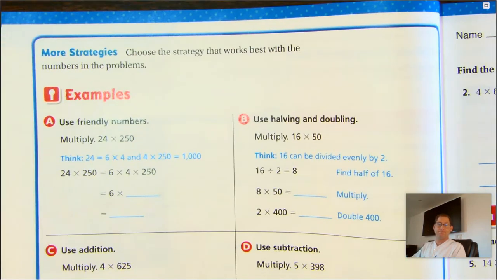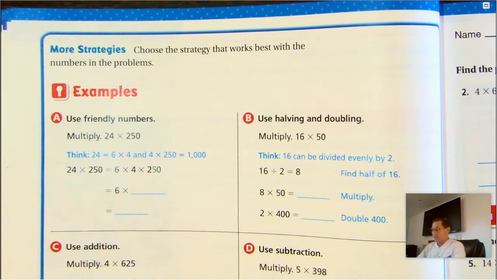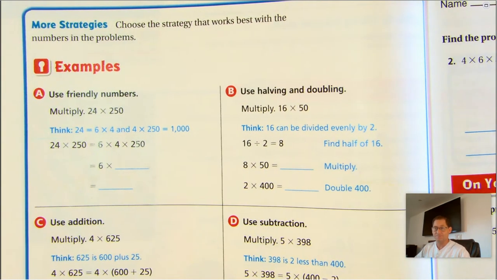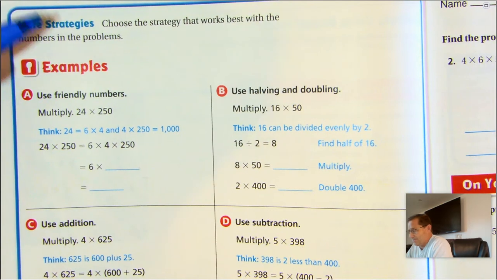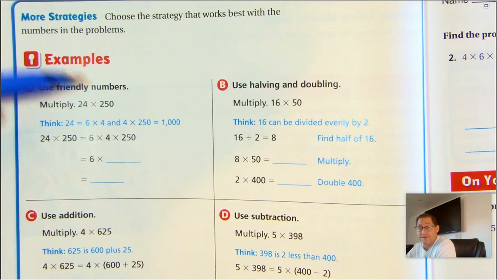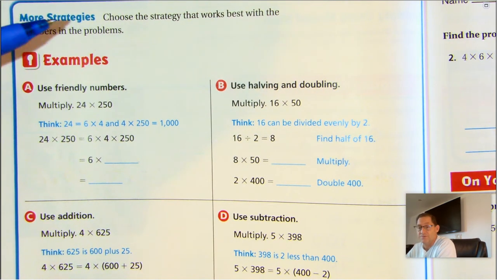Page 78. Choose the strategy that works best with the numbers in the problems. Okay, so we're going to talk about 4 more strategies, and then we're going to practice those. So use friendly numbers is another example. So I had this 24 times 250, and a lot of us would look at that right now and say, I don't know how to do that.